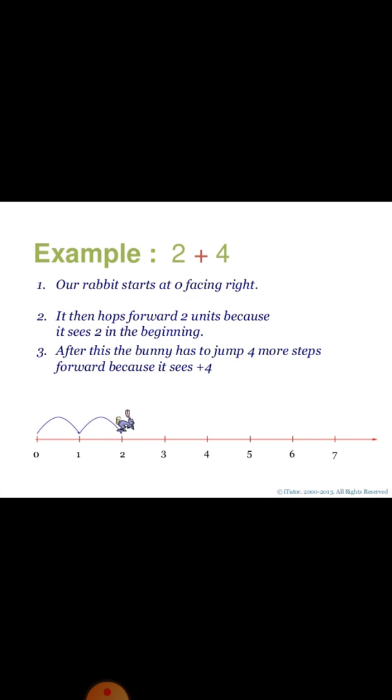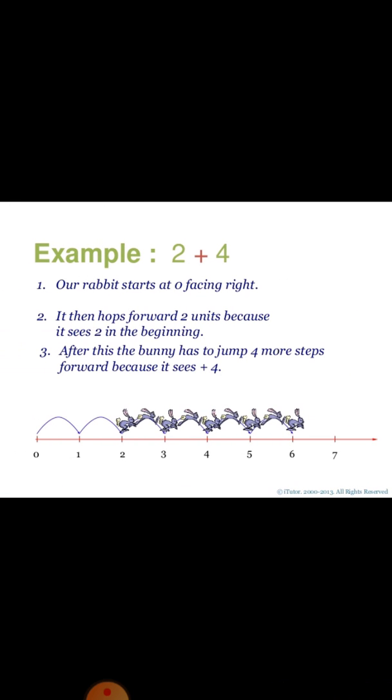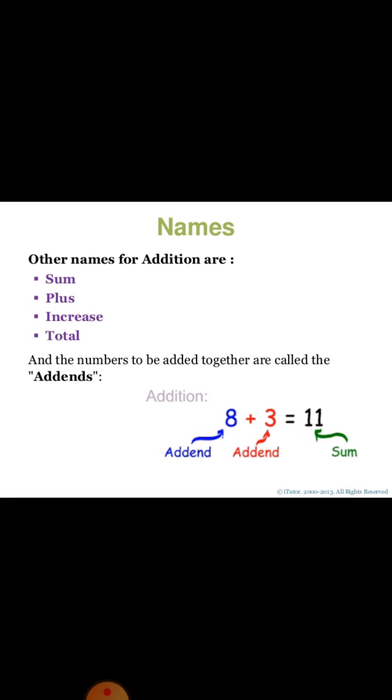Next, the bunny has to jump 4 more steps forward because it sees 4, and we add 2 plus 4 and we get 6. We know that 2 plus 4 is equal to 6. Since the bunny finally stops at 6, we know that 2 plus 4 is equal to 6.